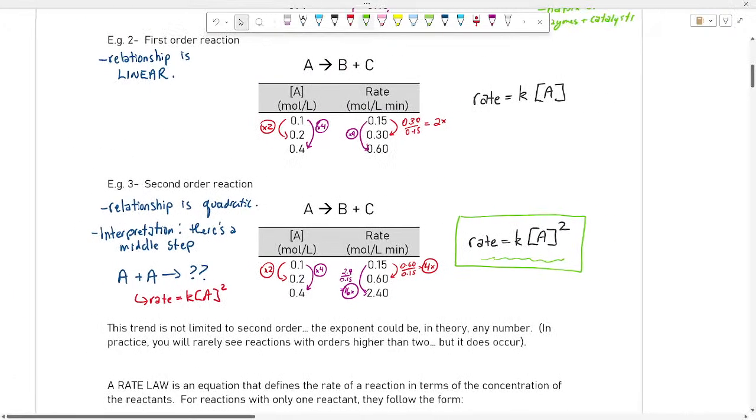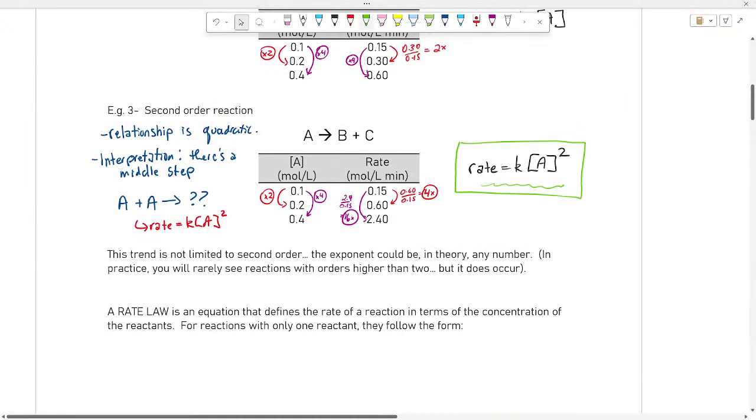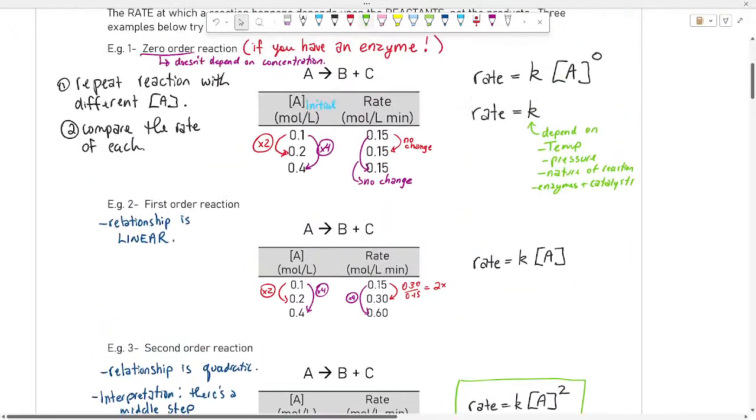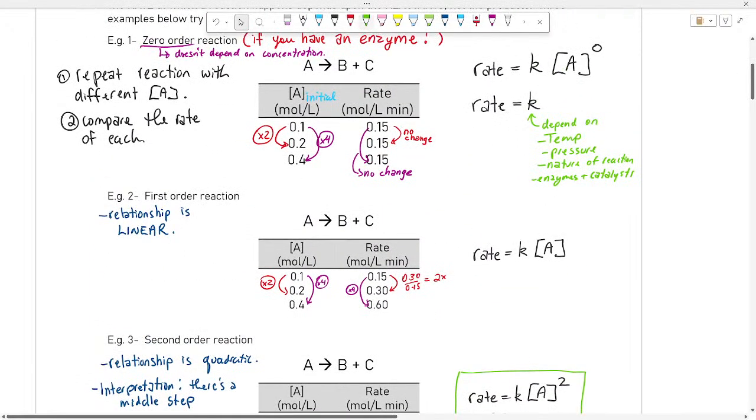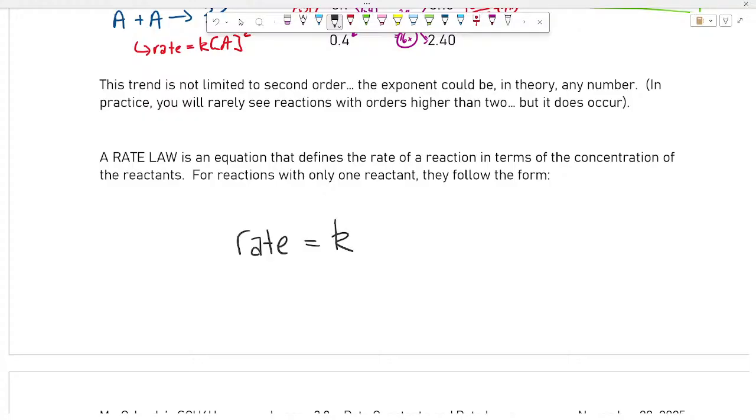Now, this might seem bad enough, but keep in mind that this only had one reactant. But of course, does every reaction only have one reactant? No, in fact, most tend to have at least two, right? So now, for reactions with only one reactant, they follow the idea that we're going to have rate equals some constant k times the concentration of that reactant to some exponent, right? And this will depend on the order.